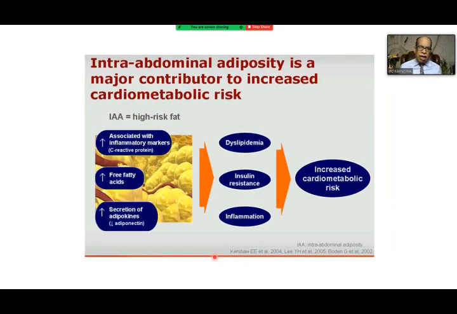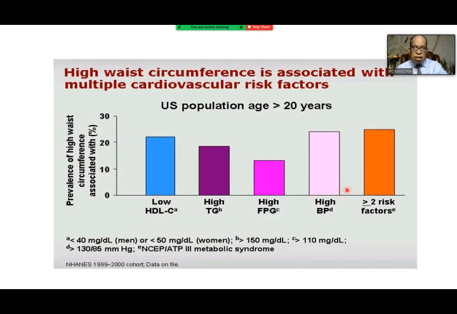So if you have an intra-abdominal obesity, this is associated with increased inflammatory markers, increased free fatty acid, increased secretion of adipokines, which lead to dyslipidemia, insulin resistance and inflammation, and ultimately increased cardiovascular risk and cardiovascular disease. Now, high waist circumference is also associated with multiple cardiovascular risk factors. You can see low HDL, high TG, high fasting plasma glucose, high BP, and you can have a conglomeration of these risk factors.